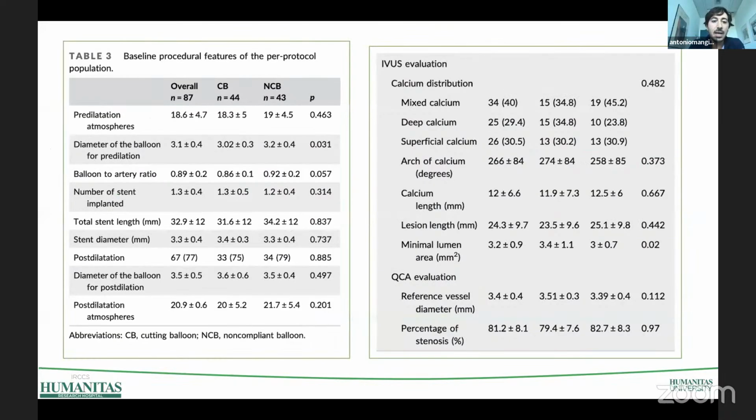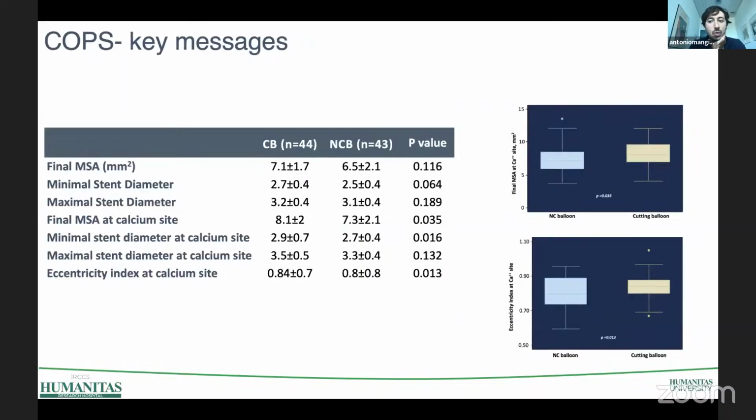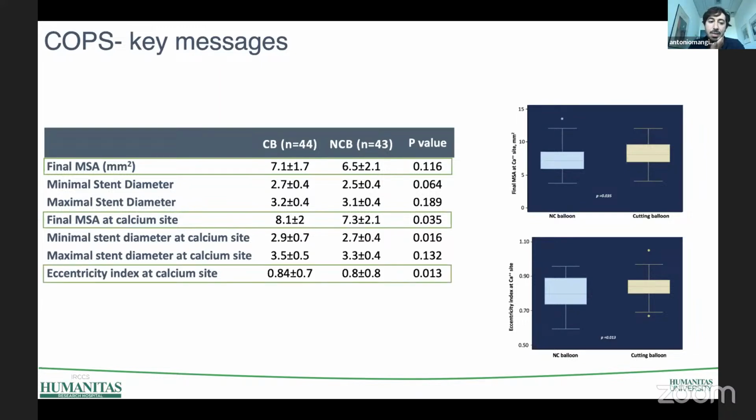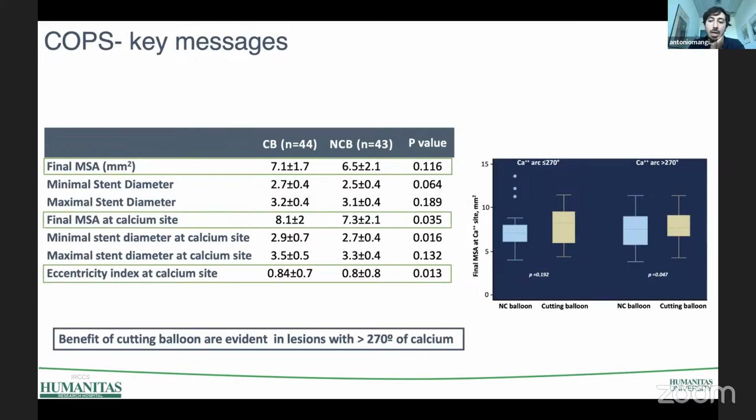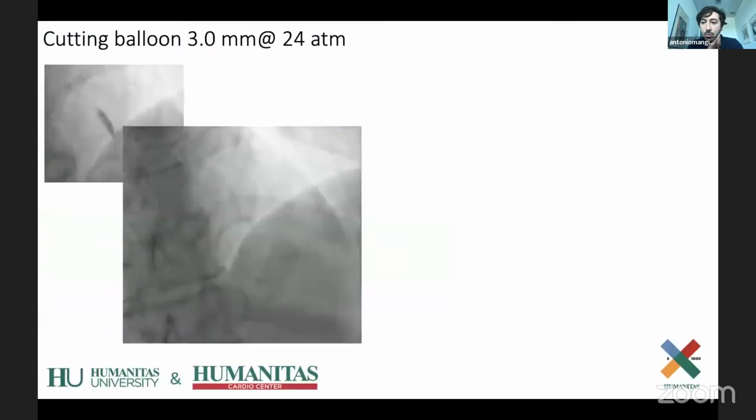So you see, in this trial we are dealing with moderate to severe calcification, like the case that I've presented. Just to go briefly, we obtained a similar MSA, but if we look at the MSA at the level of the calcium site, in the cutting balloon group we obtained a greater area compared to non-compliant balloon. We also obtained a better eccentricity index at the calcium site. And this was true especially for patients who had an arc of calcium of more than 270 degrees.